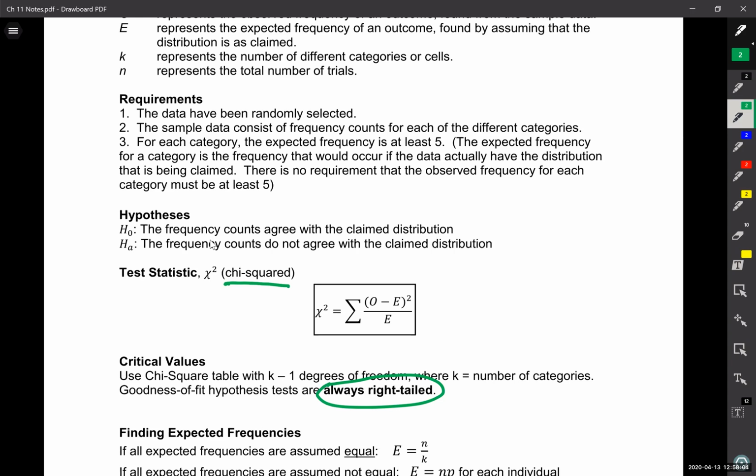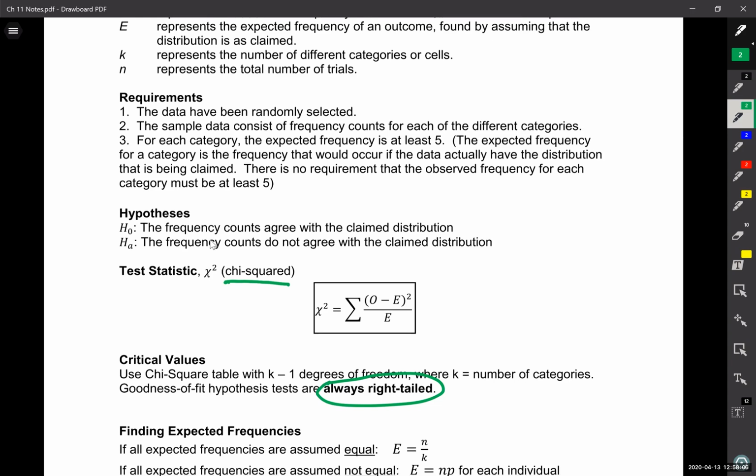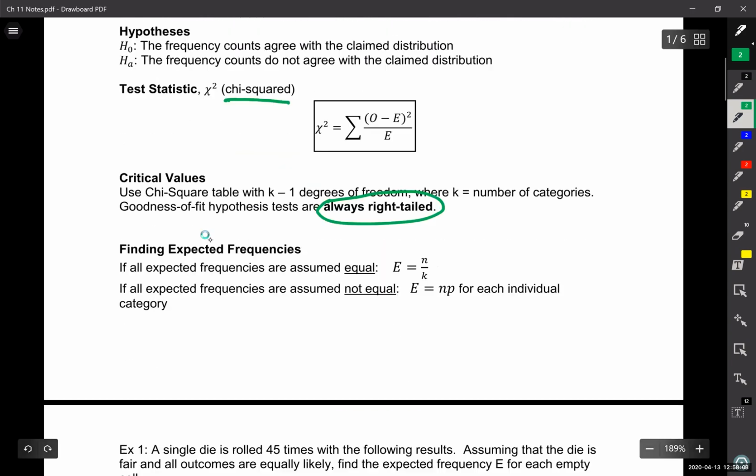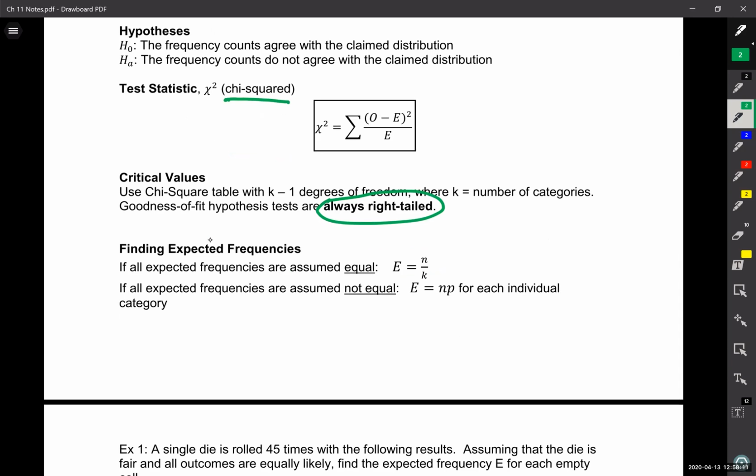And then finally, finding expected frequencies. Sometimes it'll be given. What are the expected frequencies? And sometimes we have to calculate it.